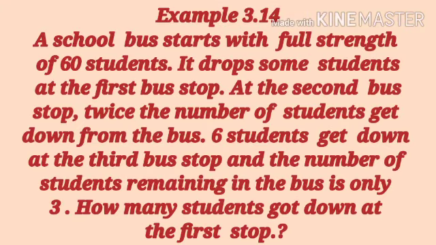Example 3.14. A school bus starts with full strength of 60 students. It drops some students at the first bus stop. We don't know the number of students who got down at the first bus stop. Let it be x. At the second bus stop, twice the number of students get down from the bus. Twice means 2 times. 6 students get down at the third bus stop and the number of students remaining in the bus is only 3. How many students got down at the first stop?